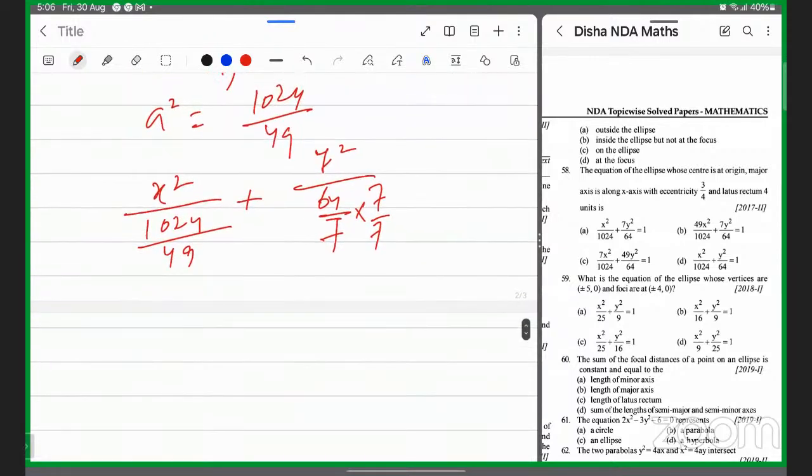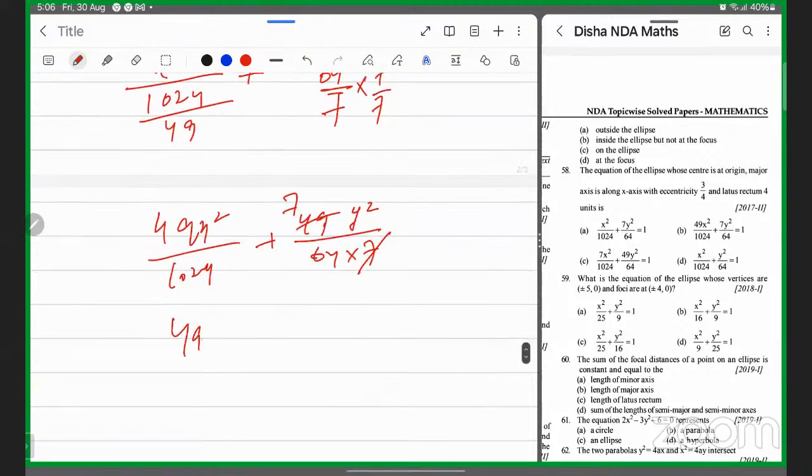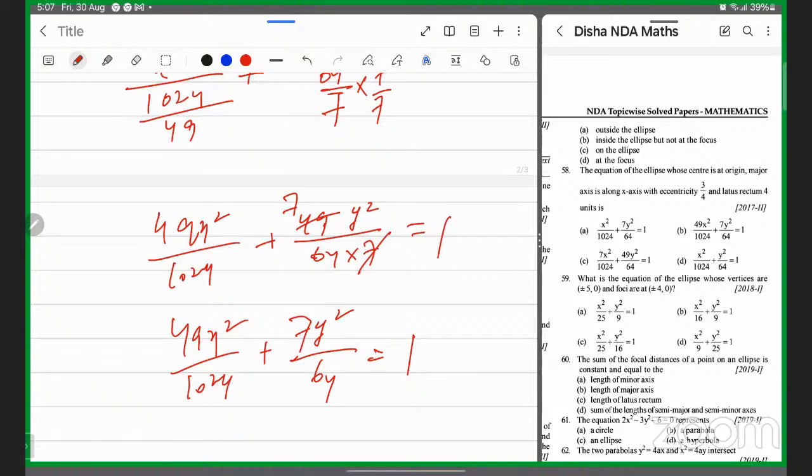So here you will get 49 x square upon 1024 plus 7 y square upon 64 equal to 1. Any problem? B is the correct answer.